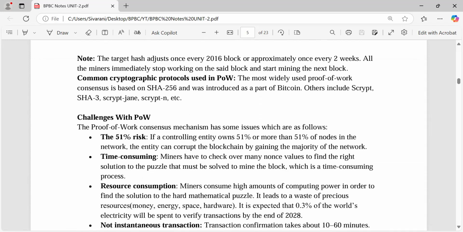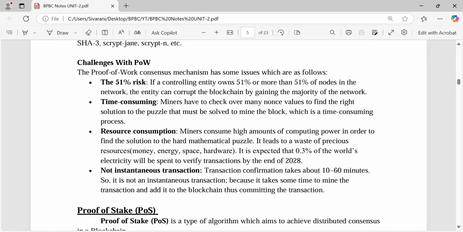The target is adjusted once every 2016 blocks, or approximately once every 2 weeks. All the miners immediately stop working on this set of blocks and start mining the next block. Common cryptographic protocols used in proof of work: SHA-256 was introduced as a part of Bitcoin. Scrypt, SHA-3, Scrypt-Chain, and Scrypt-N are other cryptographic protocols used in proof of work.